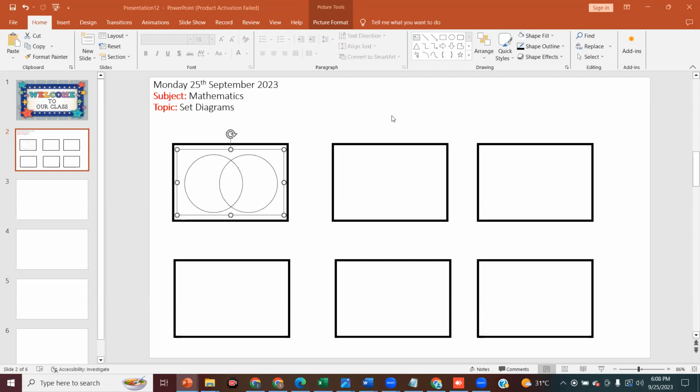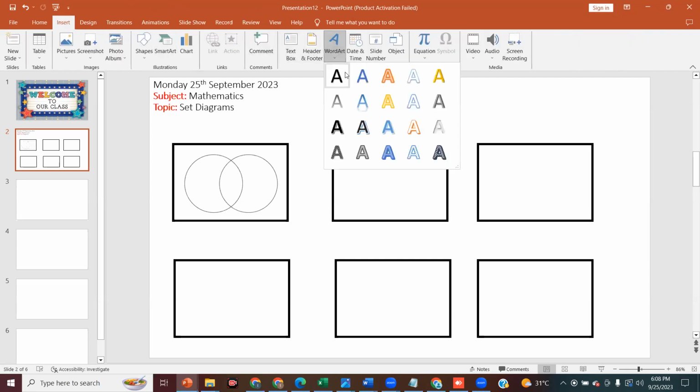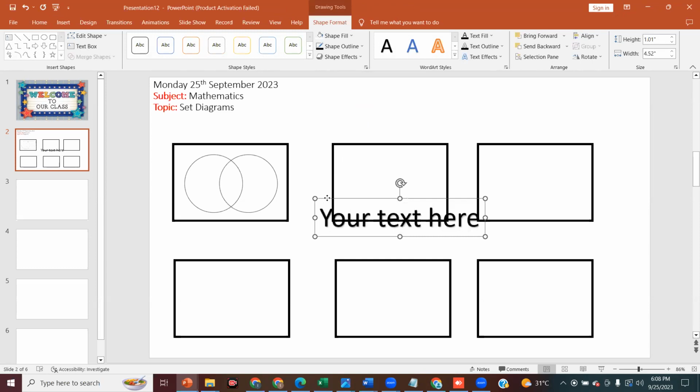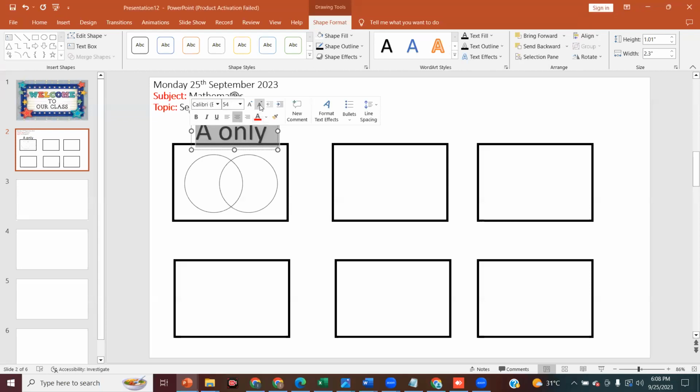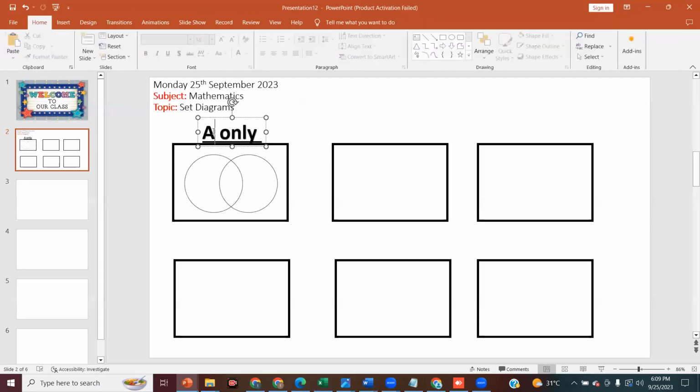All right, so let's call this one. Say I want to draw A only. If I wanted a diagram to represent A only, how would we represent A only? Like what would we shade? All right. We want a diagram to represent A only.